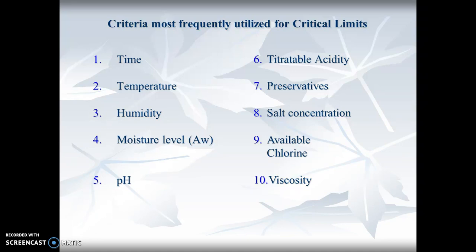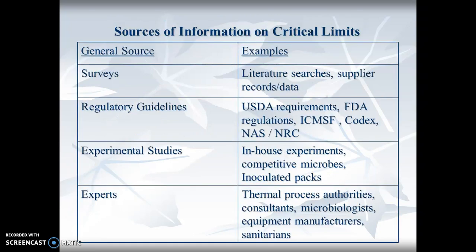Are there any preservatives? What's the salt concentration? What's the available chlorine? Chlorine can act as a strong oxidizer. So what ppm, parts per million, or ppb, parts per billion, did you use as far as chlorine? And how much is available to actually oxidize or destroy microorganisms? And then maybe viscosity. Viscosity goes hand in hand with moisture level and humidity, to help you understand the flowability, right?